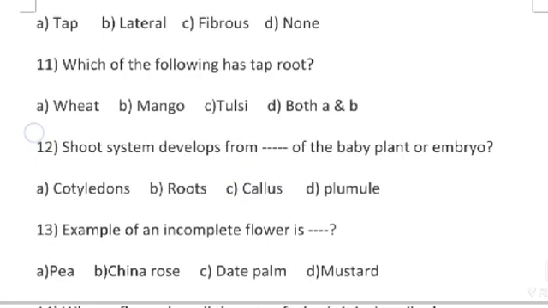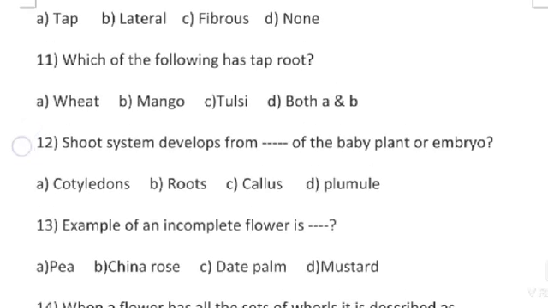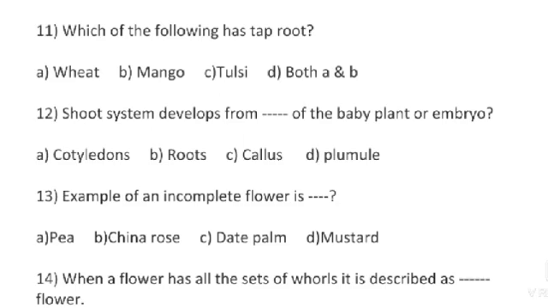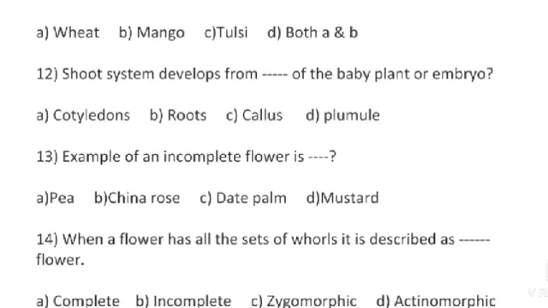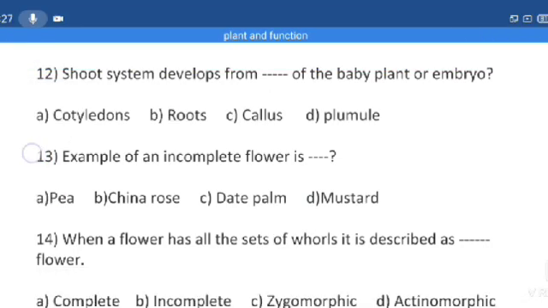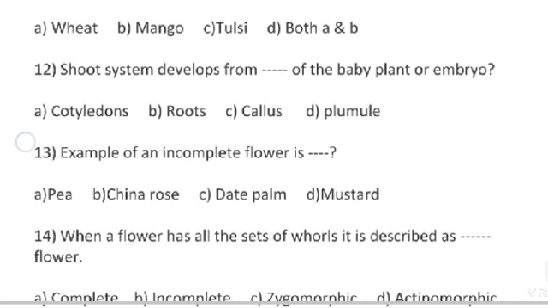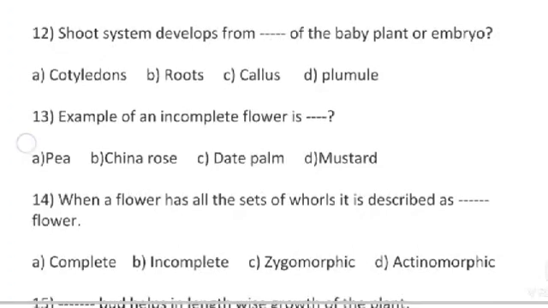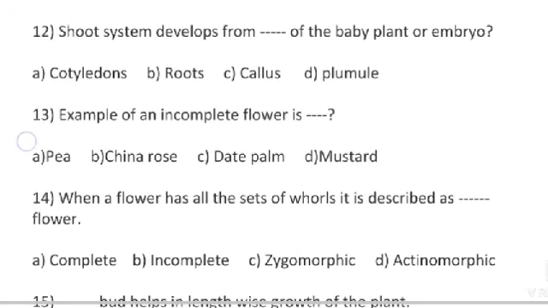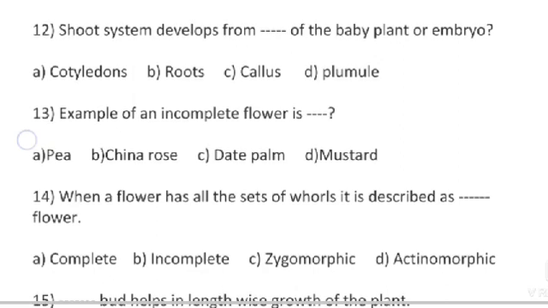Question number 13. An example of an incomplete flower is A. Pea, B. China rose, C. Date palm, D. Mustard. Question 14. When the flower has all the sets of whorls, it is described as dash flower. A. Complete, B. Incomplete, C. Zygomorphic, D. Actinomorphic. Option A.